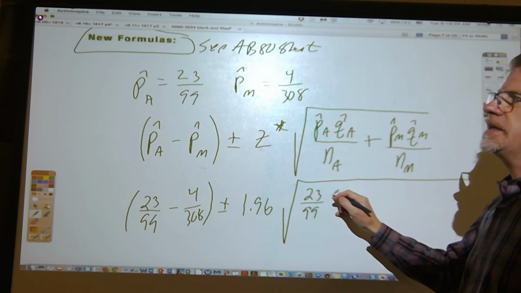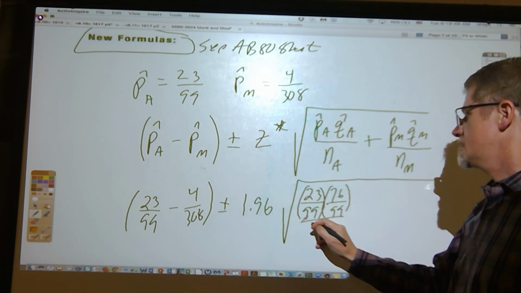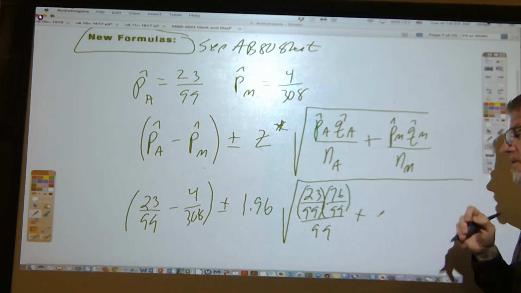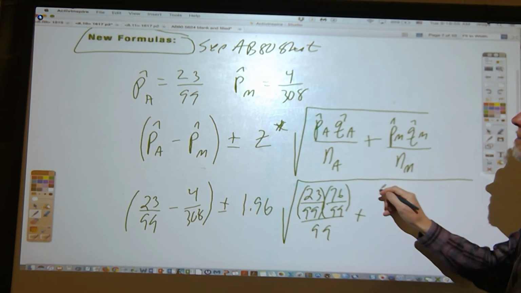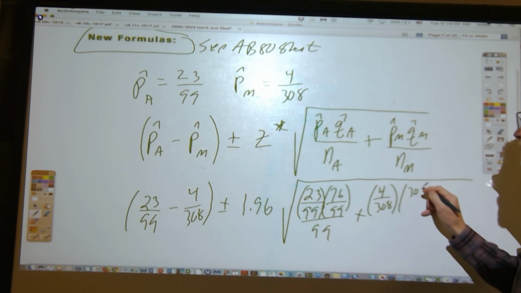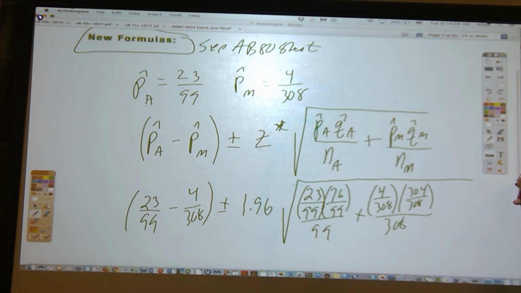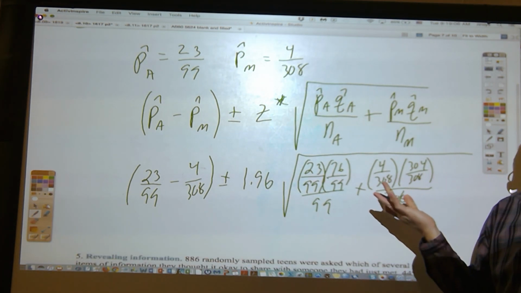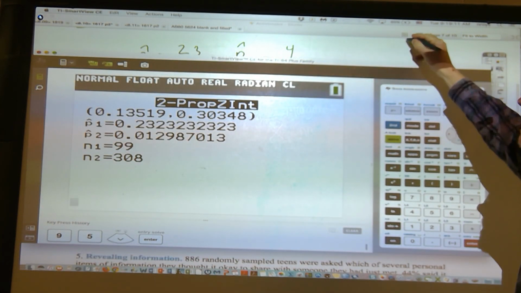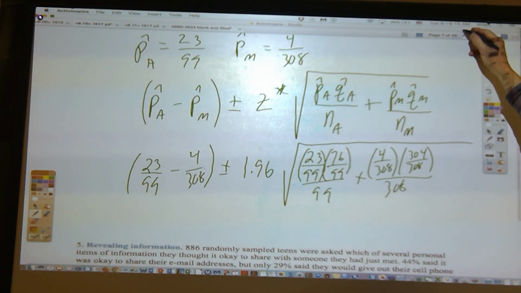23 over 99, 76 over 99. Probably a good idea to put those in parentheses, all over 99. That's the variance for the America sample. The variance for the Mexico sample would be 4 over 308 times 304 over 308, all over 308. That's not too hard to write down. I mean, that's basically the given information. Then you just look at what your calculator gave you.